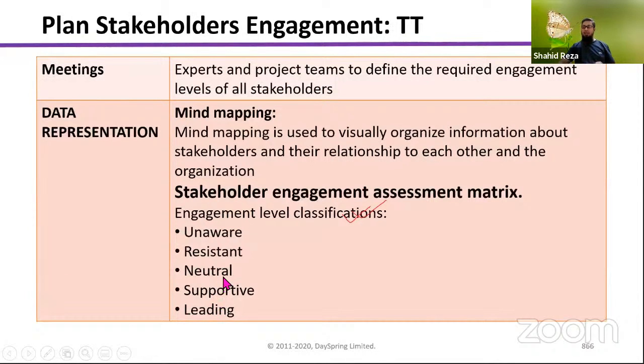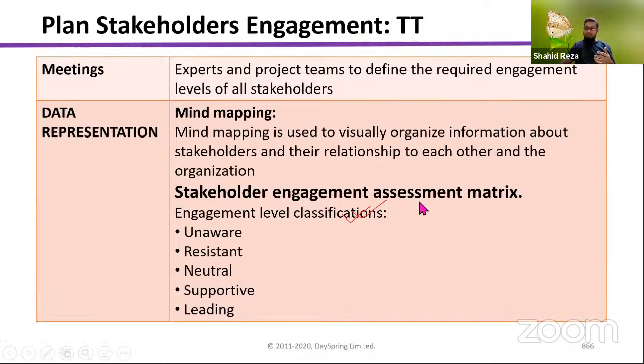Some stakeholders will be neutral, or they will sit in the middle. They are not positive, not negative. Then supportive: some stakeholders you will get are supportive. They will try to help you. When you ask for any information, they will provide it. And some stakeholders will be at the leading engagement level. What is the leading engagement level? That means he is a very, very positive stakeholder. In any situation, he will try to help to the utmost, as per his ability. So those guys are leading.